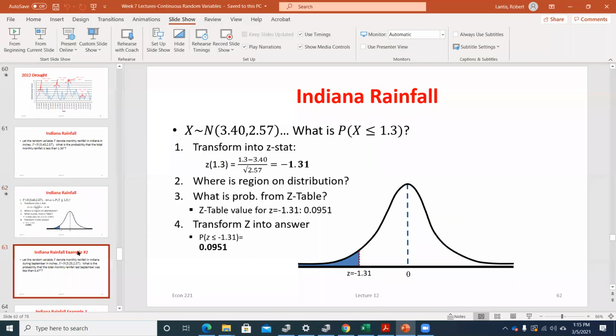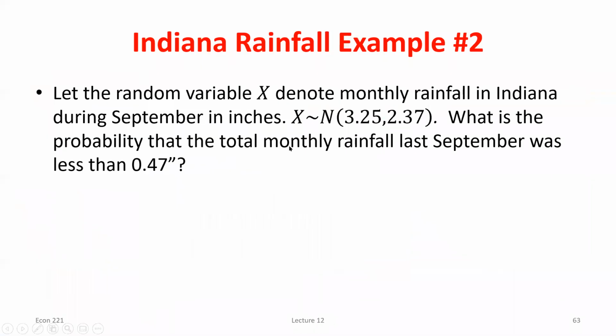All right. So let's think about a different one. So let's say we have just September rainfall, and this last September was actually what prompted this example. There was like no rainfall at all, to the point where I started to wonder about what it actually was. So I looked it up, and it actually ended up being less than half an inch, right?